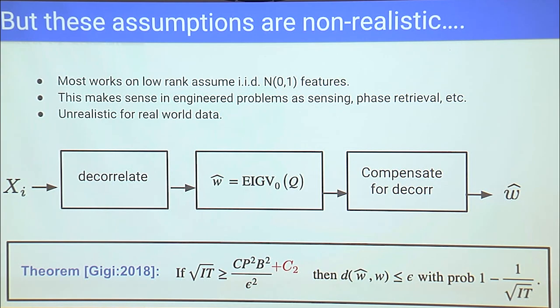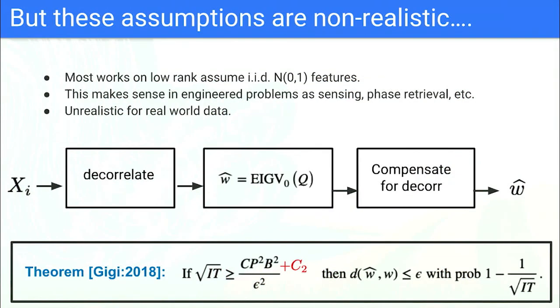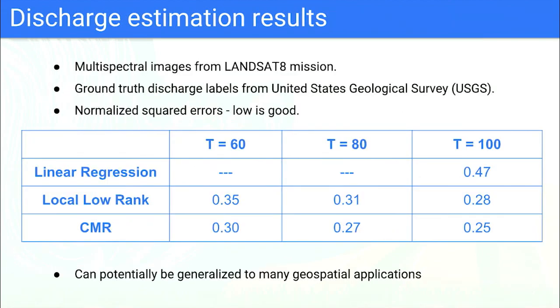The only assumption we need is that we have a Kronecker covariance structure, which broadly says that much like our bands and pixels, we assume they are independent in some way. We also assume that their covariances are also separable in some manner. This leads to some good results, which I won't dive into because I don't have much time. But just to mention, these results can potentially be generalized to many geospatial applications.